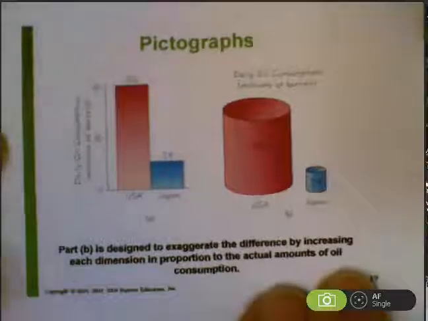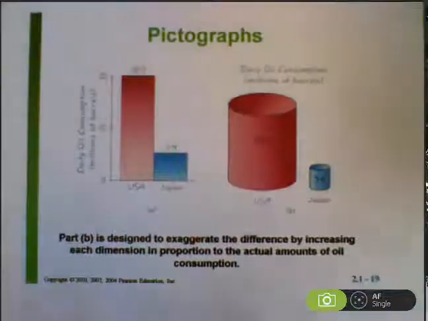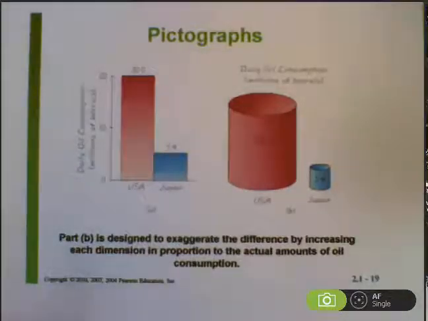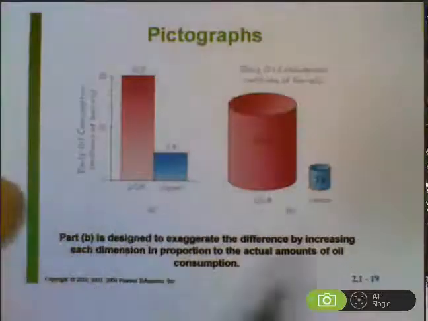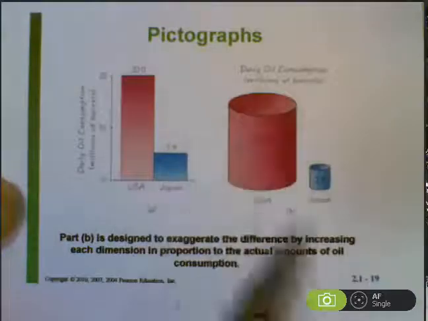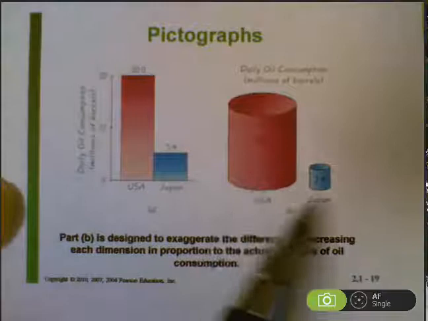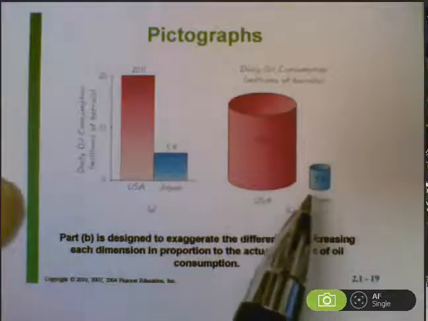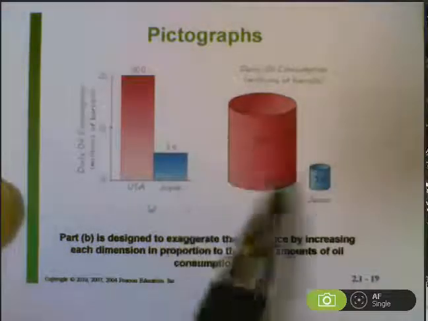One last bad graph to caution you about is using three-dimensional pictographs to represent two-dimensional data. Both of these show the relative oil consumption between the USA and Japan. But if you use a barrel to represent that, then think of these as tin cans. It looks like maybe 10 of these oil cans would fit into that oil can.